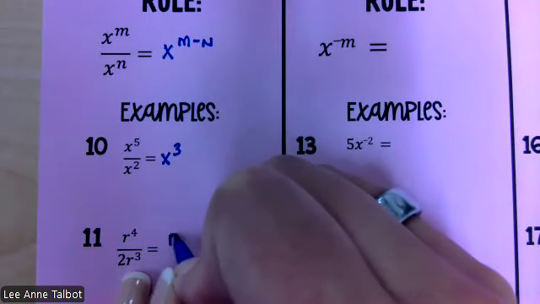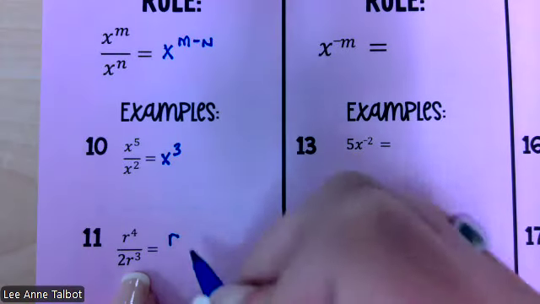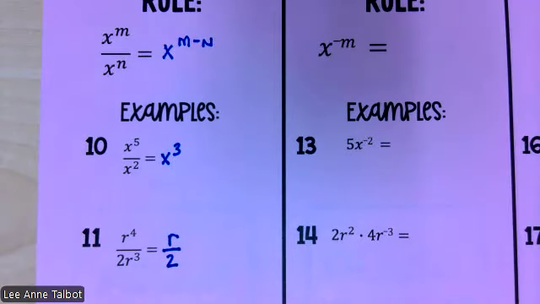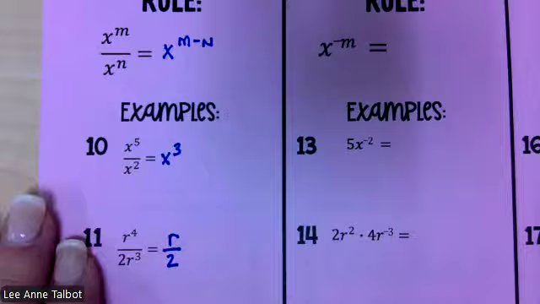Okay, so we have r to the 1. I'm not going to write the little 1, but the 2 stays at the bottom. He doesn't have anything to combine with or anything like that. It just stays down there.